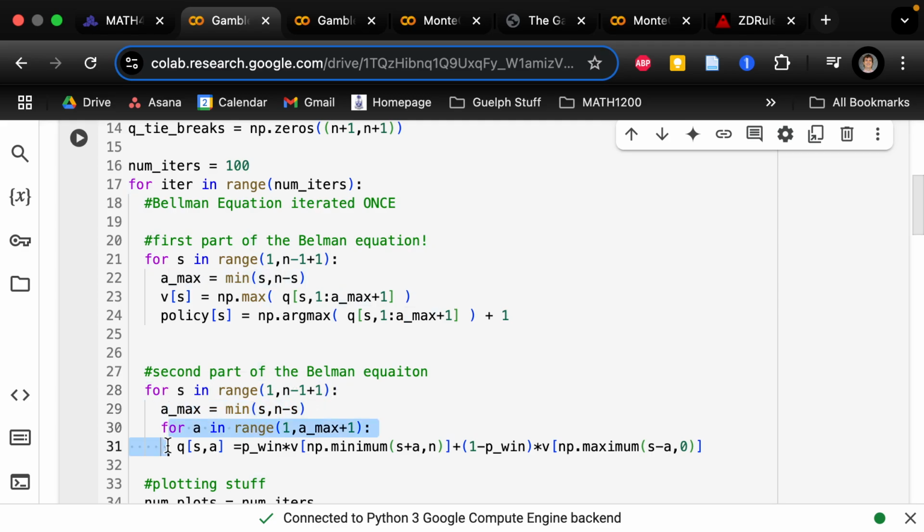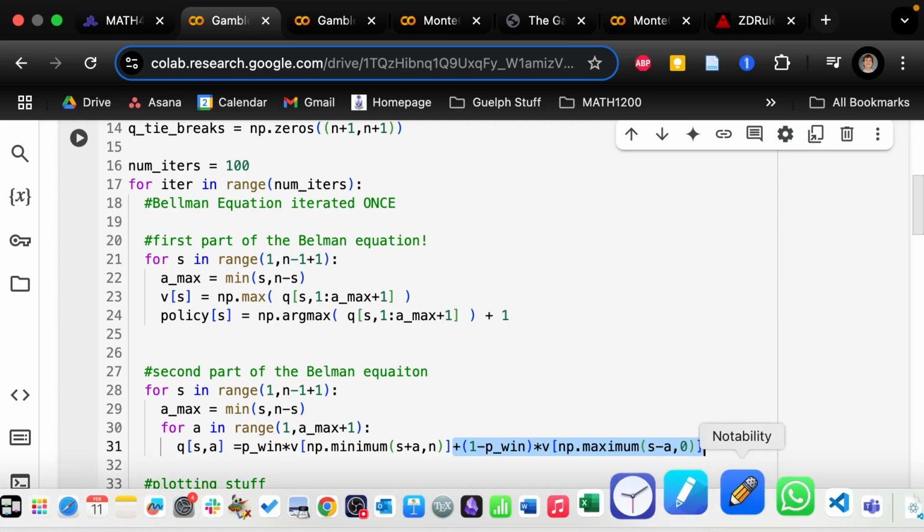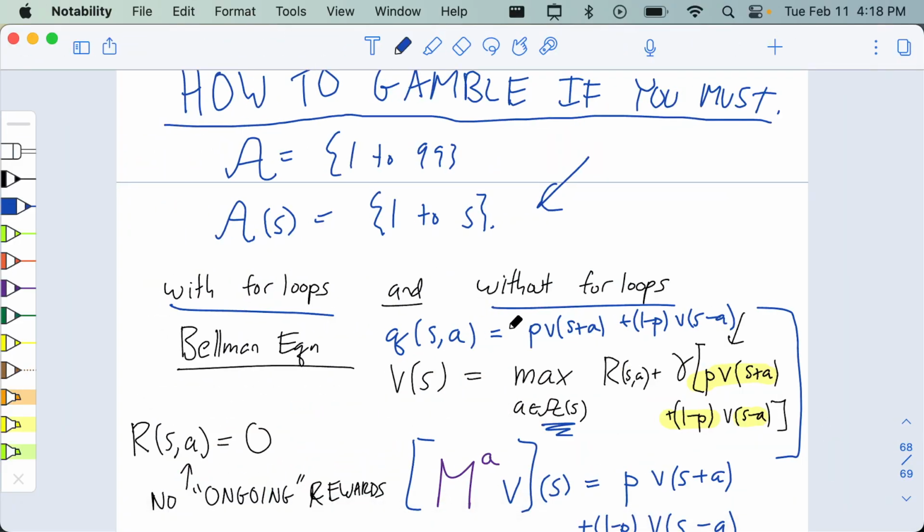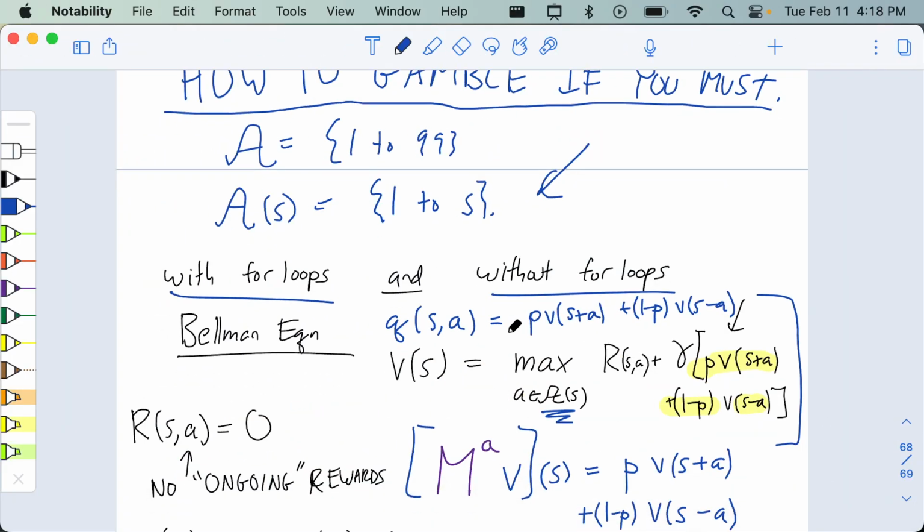And then now I have to do a second loop. So it's a loop in a loop. How annoying is that? And that's to calculate q of s comma a. And this is the formula: p times v of s plus a plus 1 minus p times v of s minus a. And then I have to do the thing that we've done the whole course, which is make sure you don't have any overflows in your v's. So that's the equation from the notes over here, in green, this equation. Okay, so there we go.